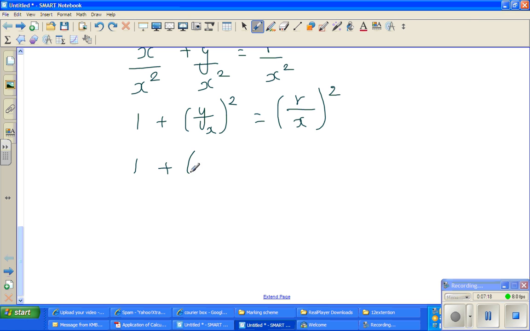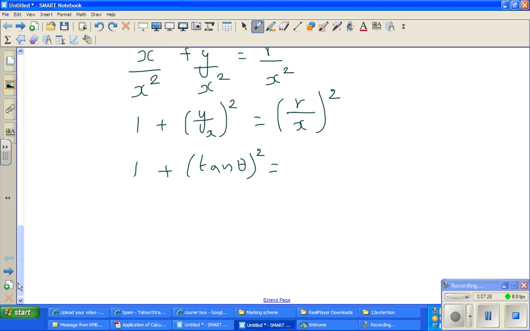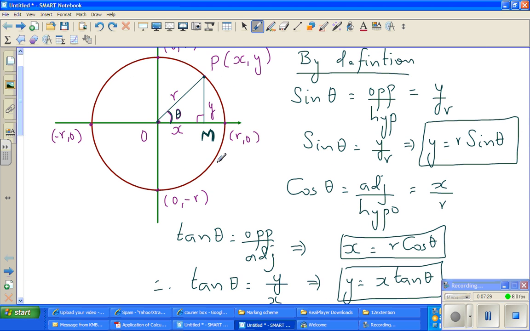So I can write this as tan theta the whole squared is equal to, now you know x over r is, what is x over r? X over r is cos theta. So the reciprocal of cos is called sec theta or secant theta. I'll write that here. This implies sec theta is equal to r over x. This is by definition. Sec is the reciprocal of cos.